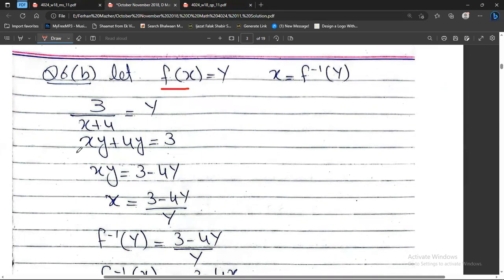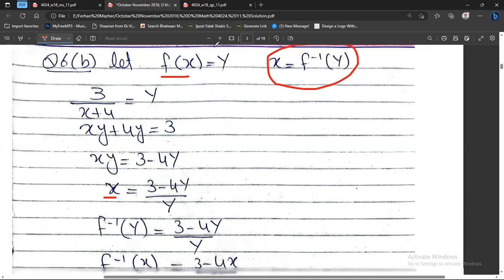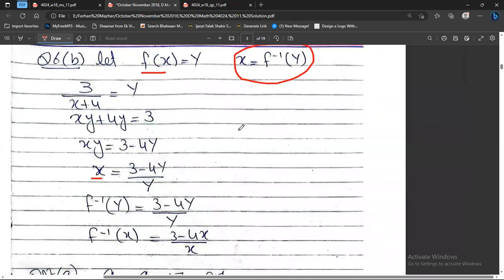For that, I will cross multiply. So xy plus 4y is equal to 3. So I will make x the subject. So for that, xy is equal to 3 minus 4y. So x will be equal to 3 minus 4y divided by y. So this x will be equal to this x. So in the place of x, I will put F inverse of y. So you will have F inverse of y equals 3 minus 4y by y.